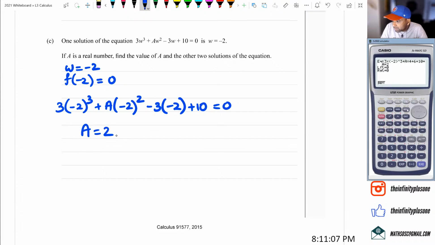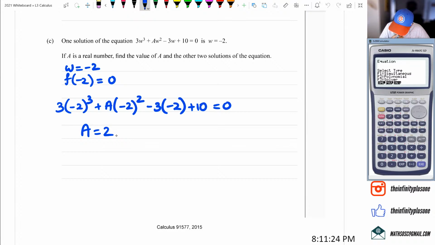Where is the solver? You just click on menu, go into equation. Once you go to equation, you click on F3, which is solver, and that should pretty much sort you out for any of these kinds of questions. So we've got our first factor.